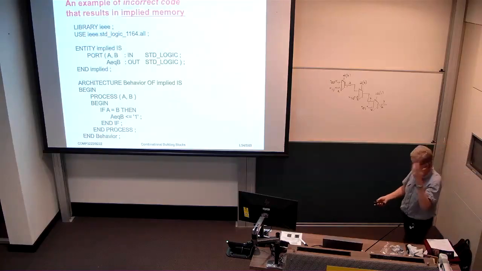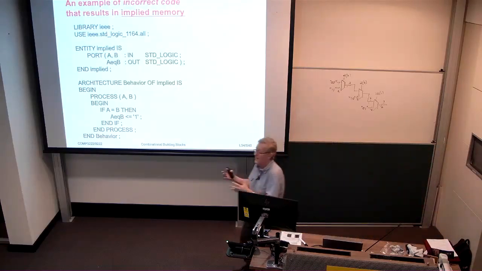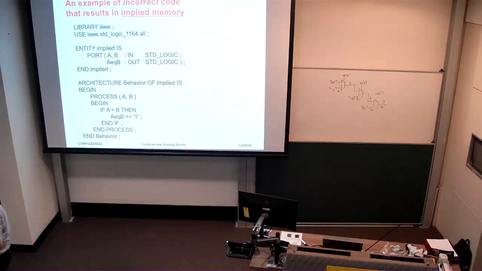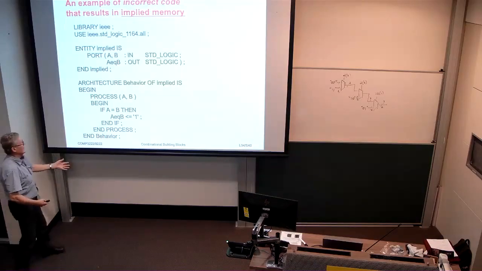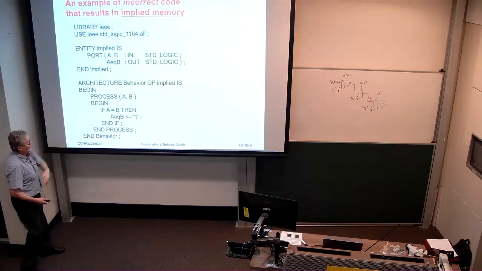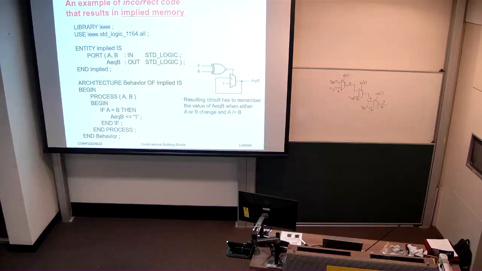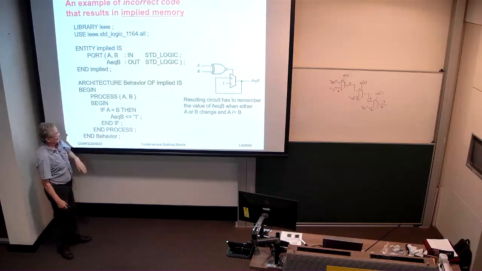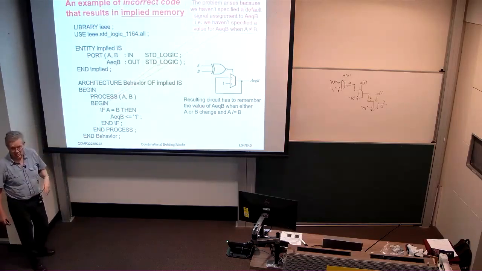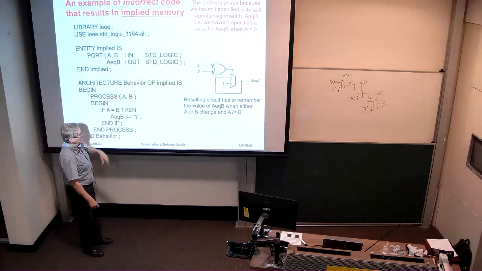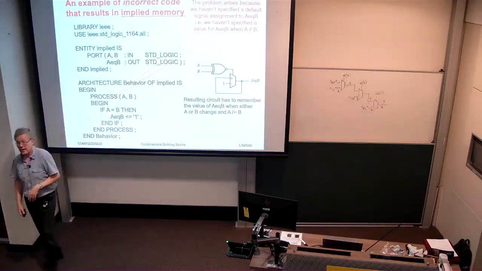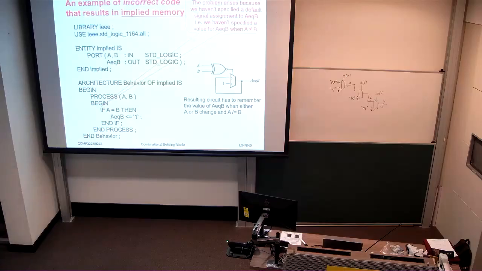So please stay alert when you're designing. Do not use a process unless you really need to, because you're opening up a can of worms in terms of correctness. Right, what about this circuit? Well, that's exactly what we were talking about previously, where we don't have a default assignment to A equal B. So when A is not equal B, we have to remember what the current value of A equal B is. And one way of doing that is to recycle it so we have sort of a feedback loop there.